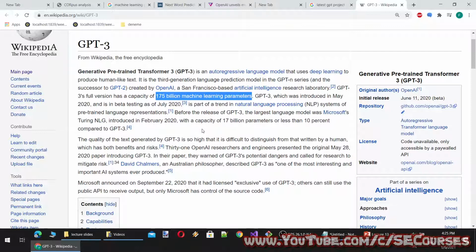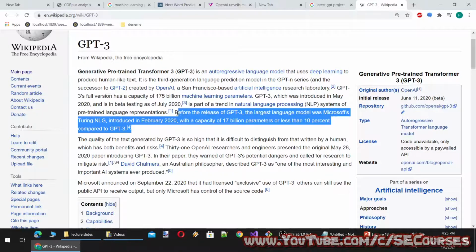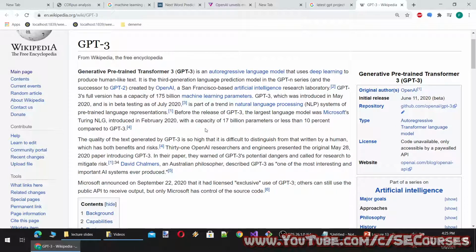trend in natural language processing (NLP) systems of pre-trained language representations. Before the release of GPT-3, the largest language model was Microsoft's Turing NLG, introduced in February 2020, with a capacity of 17 billion parameters or less than 10% compared to GPT-3. Okay, all right.